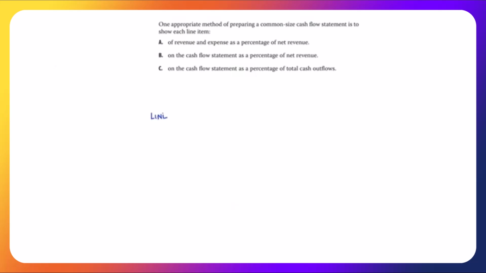One appropriate method of preparing a common-size cash flow statement is to show each line item. So what do we do? We take a line item, and you have a choice of two ways of doing it in the cash flow statement. You could show it as a percentage of net revenue, or you could take it as a percentage of total cash inflows if it's an inflow, and as a percentage of total cash outflows if it's an outflow.